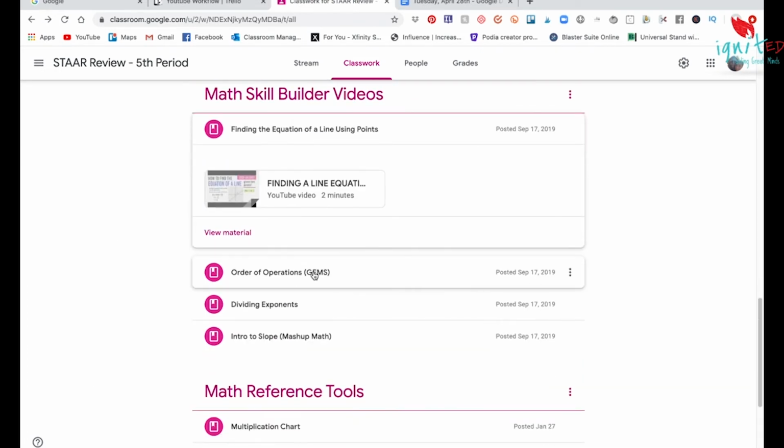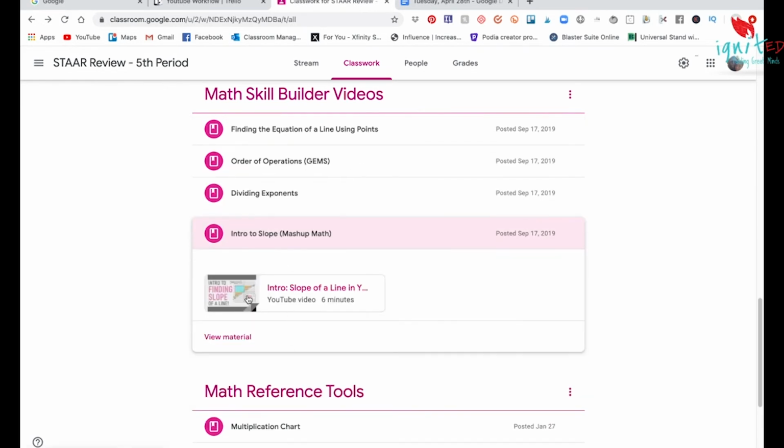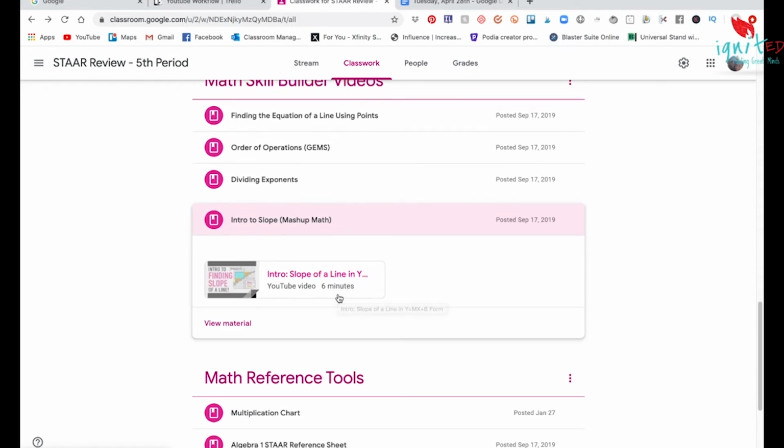Order of operations, that is forever an issue. I'm pretty sure it was an issue when they first learned it in fifth or sixth grade, but they forget order of operations. They forget the divide and exponent rule. This is for high school. And introduction of slope. My students constantly forget how to find the slope of a line. So Mashup Math, I really like the way that they introduce slope, and I put that video in there just in case. So what it does is it takes the focus from you reminding and prompting the students to them having a reference of their own.